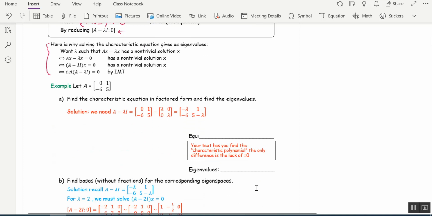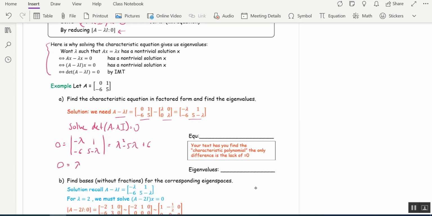Here I've got a 2 by 2 matrix A. I want to find the characteristic equation and the eigenvalues. So I start with computing A minus lambda I. Here's A, here's lambda I, and this is the subtraction. So at this point, I want to solve determinant A minus lambda I equals 0. So I'm going to put 0 on the left, determinant bars, and put in A minus lambda I. Okay, well that's lambda squared minus 5 lambda plus 6. So my characteristic equation is 0 equals lambda squared minus 5 lambda plus 6.